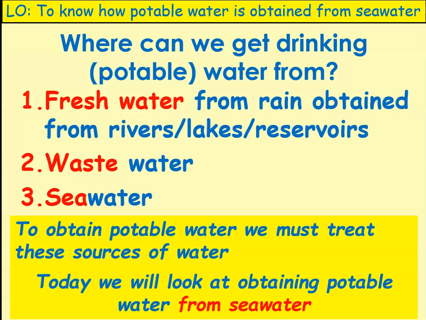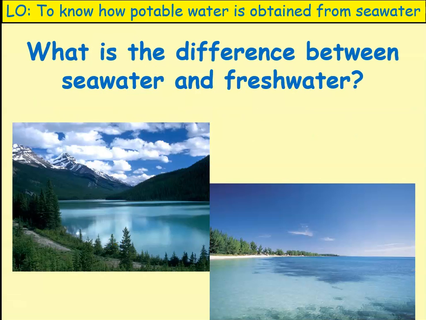So where can we get these from? We have 3 sources: fresh water from rivers, lakes and reservoirs, wastewater from human waste, and seawater, which is really salty. So to obtain potable water, we've got to treat these sources. Today we're going to look at getting potable water from seawater.